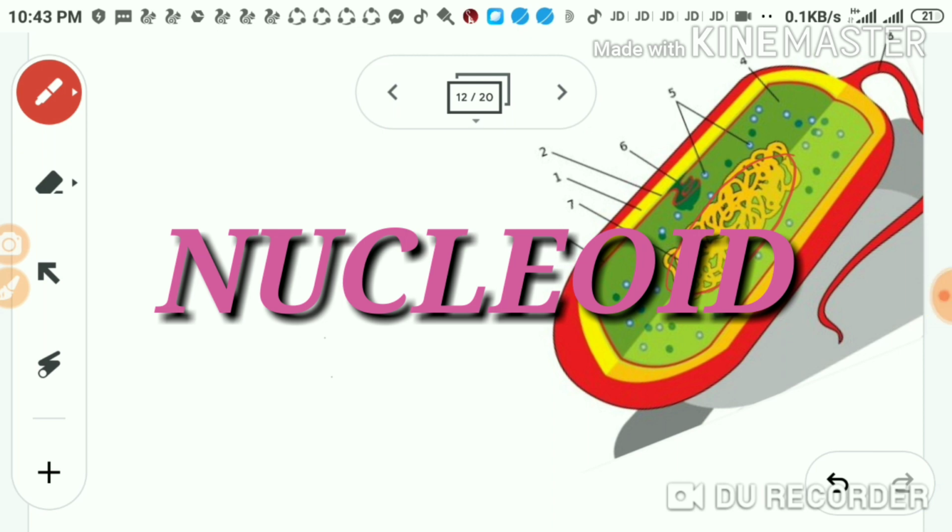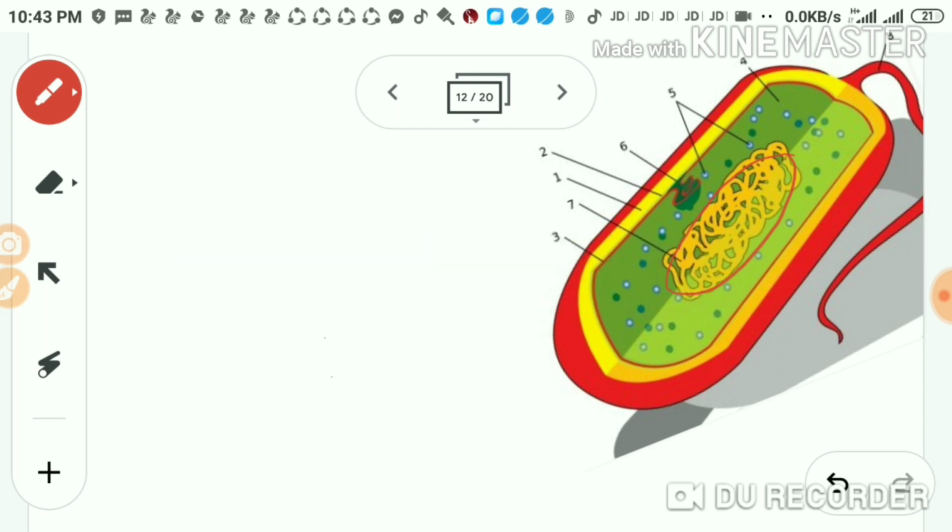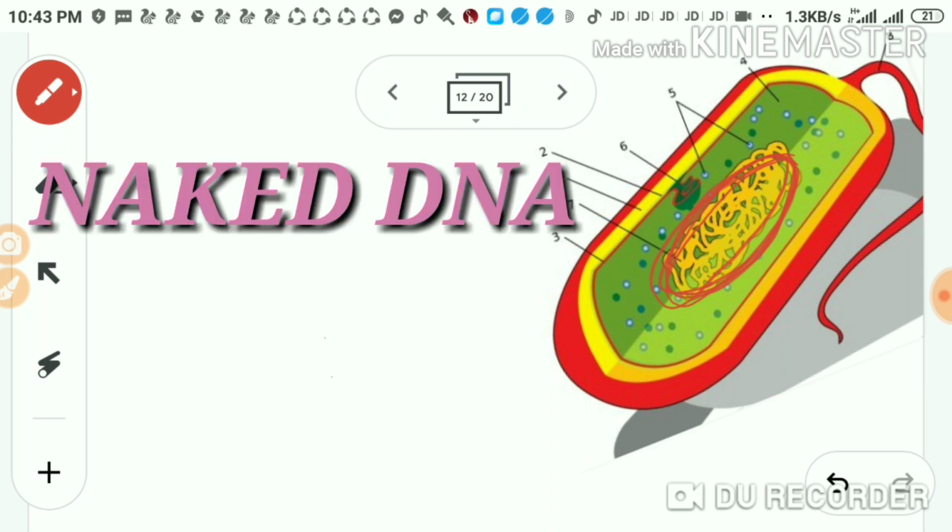Nucleoid is nothing but the nucleus of bacteria. Why is it called nucleoid? Because it does not have the nuclear membrane, the outer covering of the nucleus. So it is known as nucleoid. It's also known as naked DNA. That means it is naked, without a nuclear membrane. That means the DNA is exposed. It is immersed in the cytoplasm. That's the reason why it is called nucleoid or naked DNA.